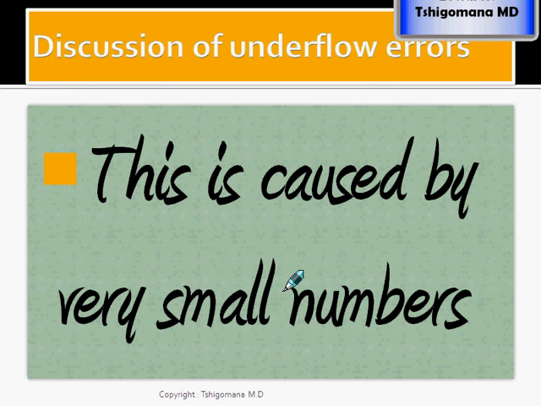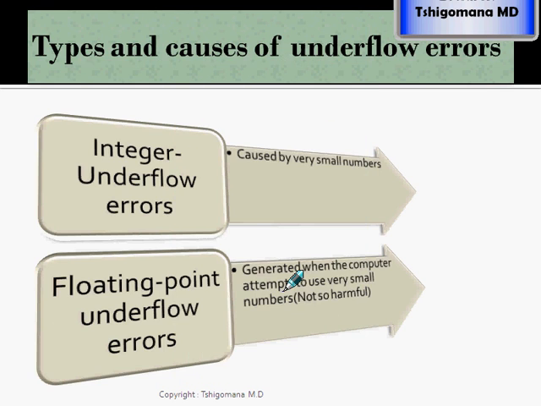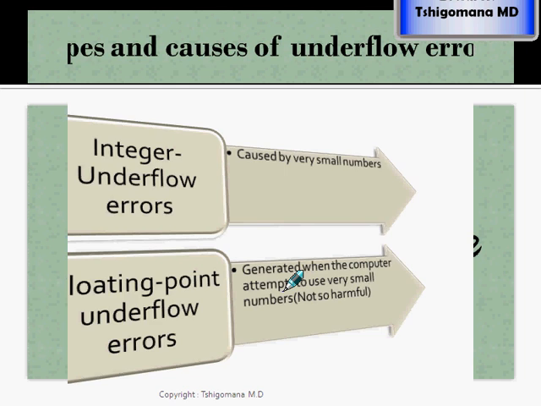Discussion of underflow errors. Underflow errors are caused by very small numbers. The types and causes of underflow errors are as follows. Integer underflow errors are caused by very small numbers, whereas floating point underflow errors are generated when the computer attempts to use very small numbers, and this one is not so harmful.